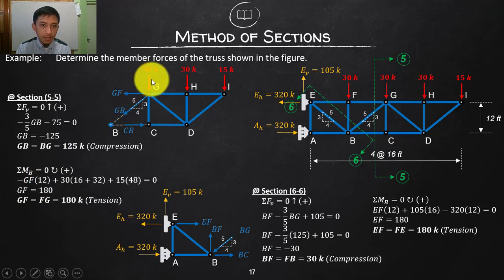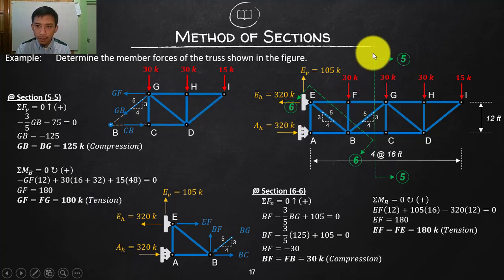Moment arm is 12, 30. There are 2 30. The moment arms are 16, and then 32. They are both positive since they are both clockwise. And then 15, the moment arm is 48. So simple algebra again. GF is 180, positive, so tension. And then now summate. Proceed now to the next section.